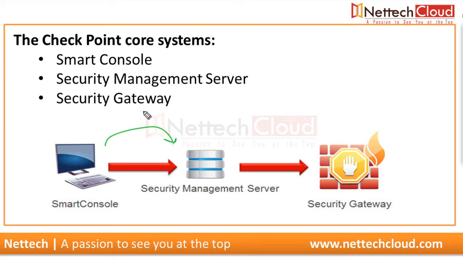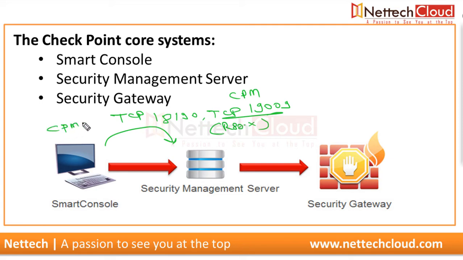So here, TCP port 18190, CPMI, that is Check Point Management Interface, and TCP port 19009, right? This one is new. So CPM, Check Point Management server, and this one is CPMI, Check Point Management Interface. But the question here is, do we need to care about both the ports, 18190 and 19009, when this smart console connects to the management server?